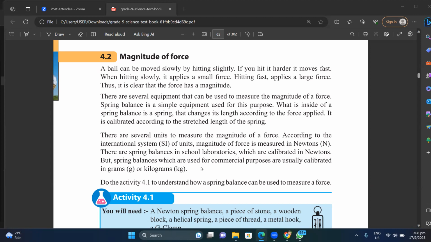One thing that we can use is the measurement unit, which we call the SI unit, the international system of units. The SI unit is the Newton. So basically we can use Newton to measure these forces. Right? Actually, spring balances used for commercial purposes are usually calibrated in grams or kilograms.